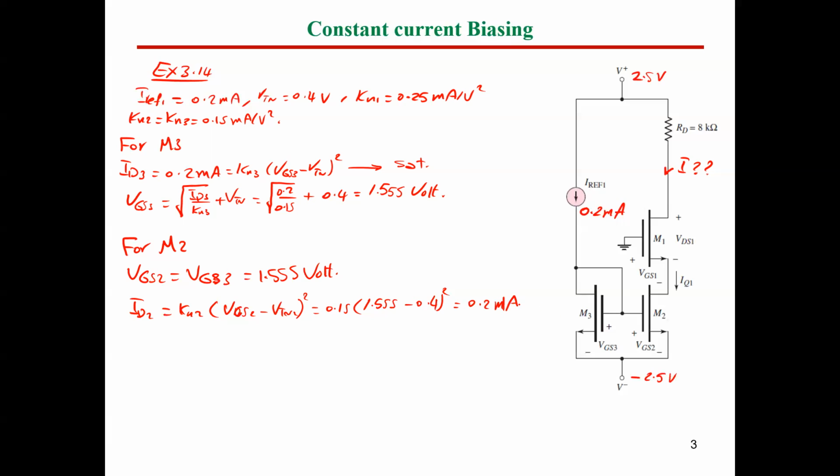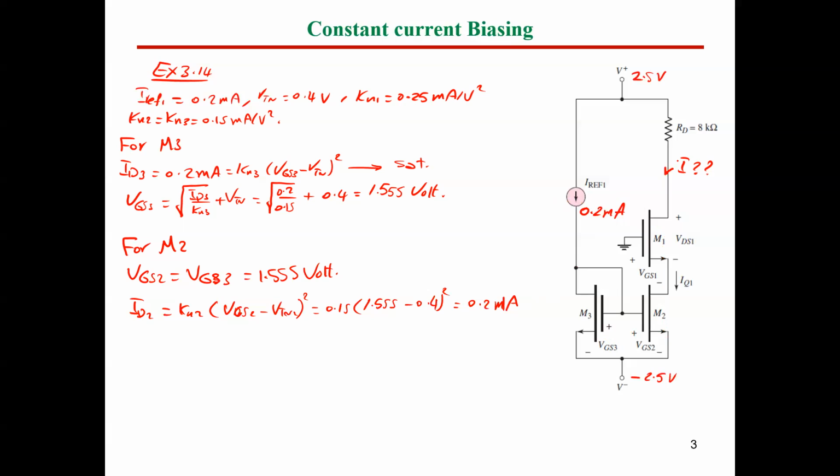This means, guys, if you select the lower two MOSFETs to be identical, having the same Kn, and as you can see, the gate-to-source voltages are equal because they are connected in parallel like that, then we are sure that the current which flows in this drain would be the same as the reference current here. So this is the basic principle of this circuit.